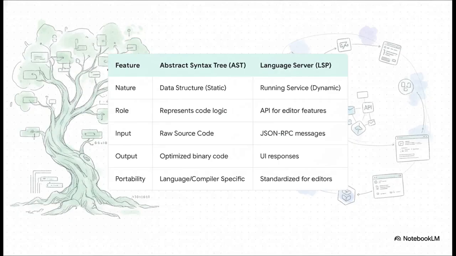So this table just lays it all out, right? On one side, you have the AST. It's static, it's a data structure, it's the what. It represents the pure logic of your code. On the other side, you have the LSP. It's a dynamic running service. It's the how you get features in your editor. And you'll notice that last row, portability. The AST is specific to a language compiler, but the LSP, that's a standard. And that's exactly why you can get awesome TypeScript support no matter which editor you love. VS Code, Vim, you name it.